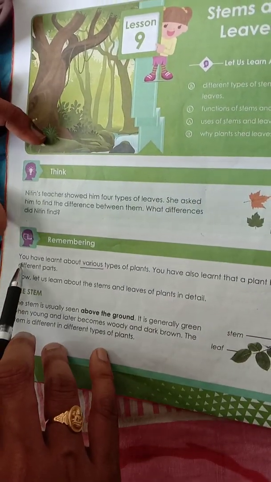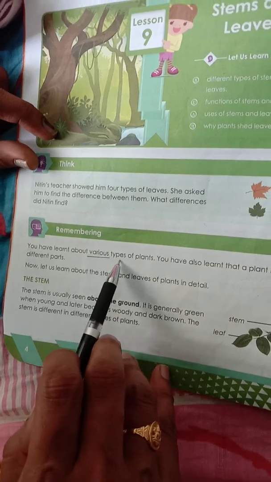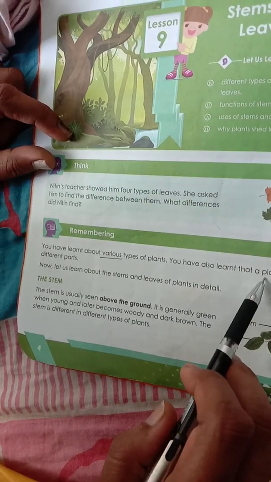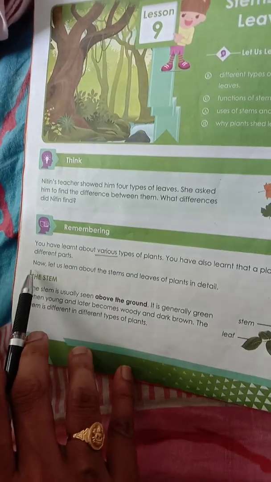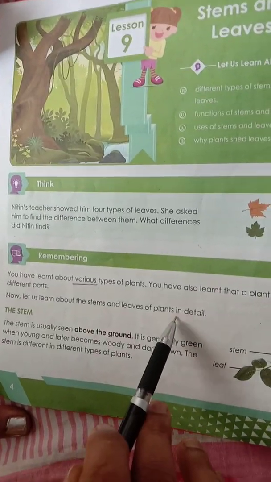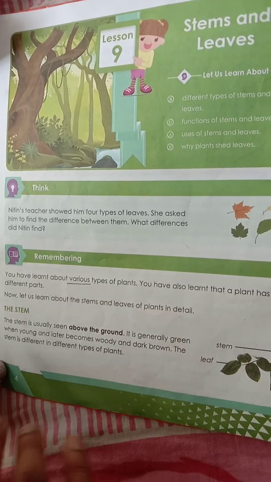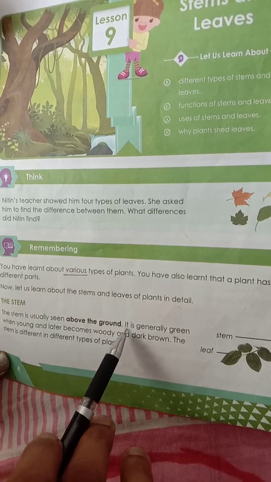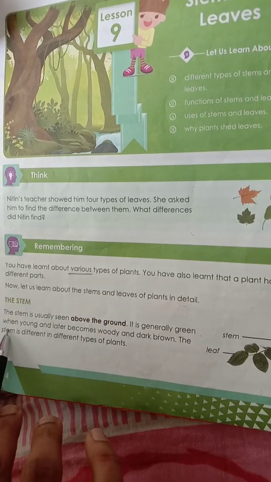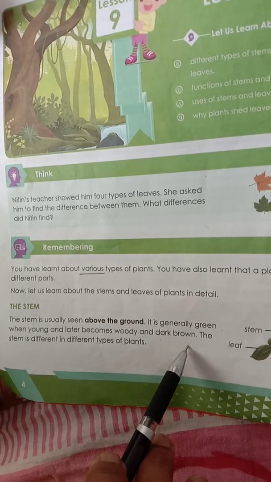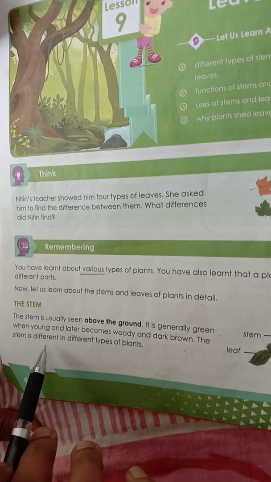Remembering. You have learnt about various types of plants. You have also learnt that a plant has different parts. Now let us learn about the stems and leaves of plants in detail. The stem. The stem is usually seen above the ground. It is generally green when young, and later it becomes woody and dark brown. The stem is different in different types of plants.